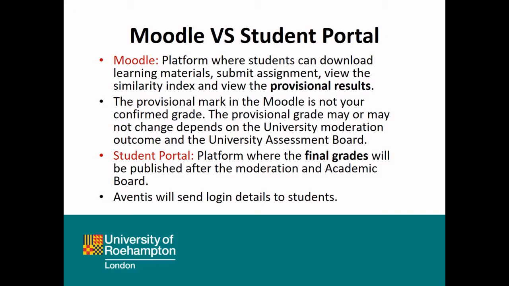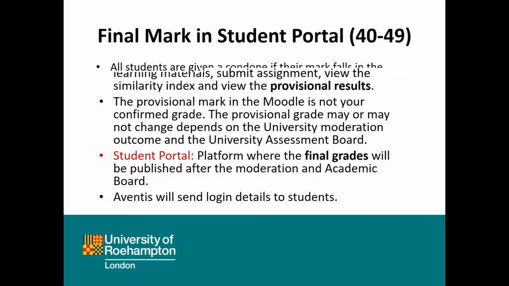So what's the difference between Moodle and Student Portal? Moodle is the platform where students can download learning materials, submit assignments, view the similarity index, and view the provisional results. The provisional marks in the Moodle is not your confirmed grade. The provisional grade may or may not change depending on the university moderation outcome and the university assessment board. As for the Student Portal, it is the platform where the final grades will be published after the moderation and the academic board. Advantage will send login details to students.